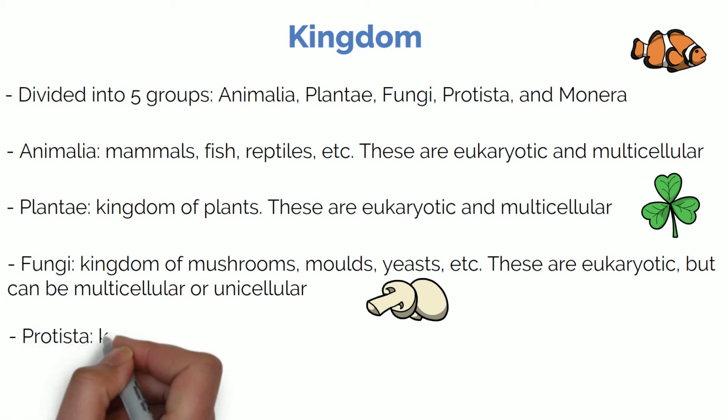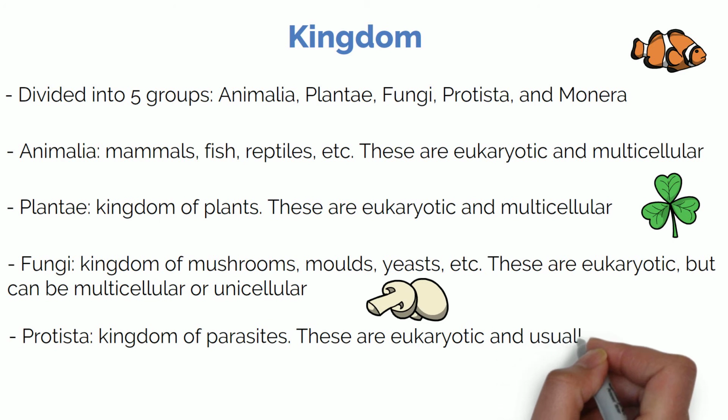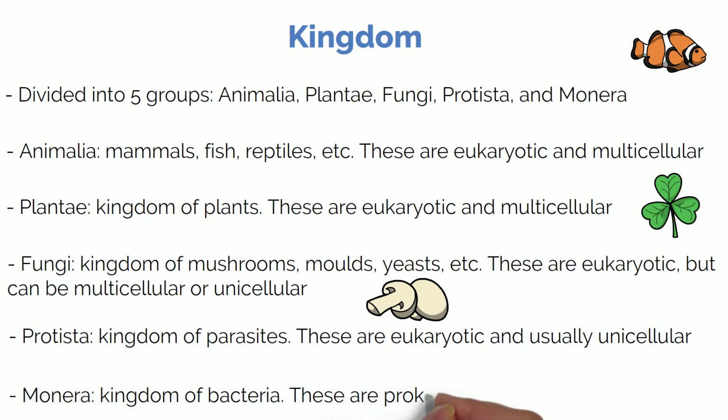Protista is the kingdom of all other species which are eukaryotic and are not in the other 3 kingdoms. These can be multi or unicellular, however, they are usually unicellular. A lot of parasitic species are in this kingdom. Finally, the Monera kingdom is composed of prokaryotic unicellular organisms, such as bacteria.